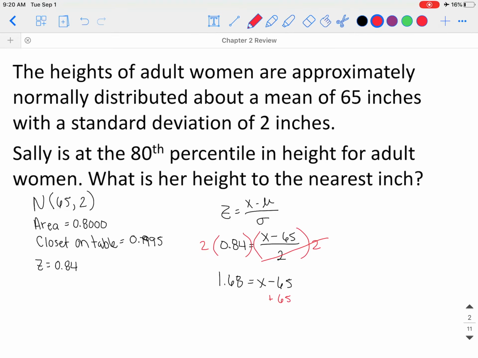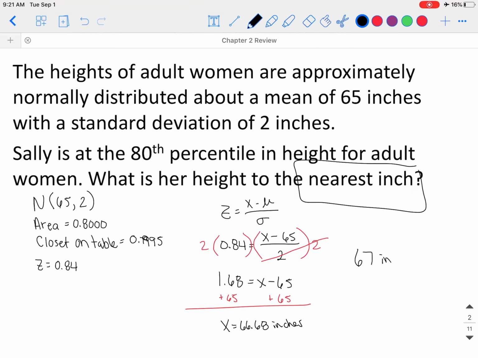To get the x by itself, you are then going to add the 65 to both sides, and we're going to get x is approximately 66.68 inches. Now the question tells us we need to round to the nearest inch. So we can say Sally is approximately 67 inches tall, which is in the 80th percentile.